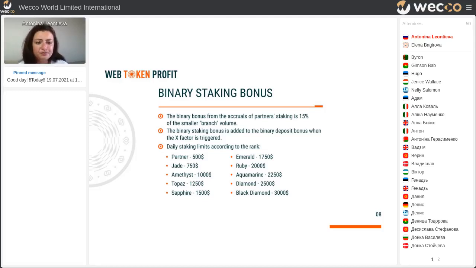Here you can see the daily staking limits according to the ranks. You should remember this. For example, if you just start working with us, you are a very small investor, you're just trying to understand how it works and what it is, and you have only a partner status, you can stake only $500.